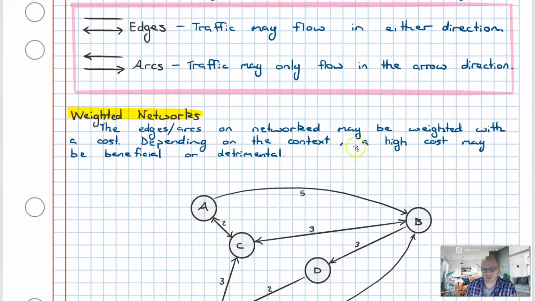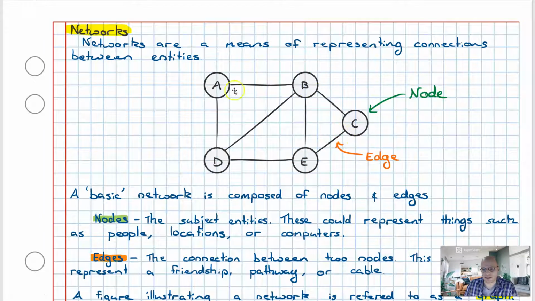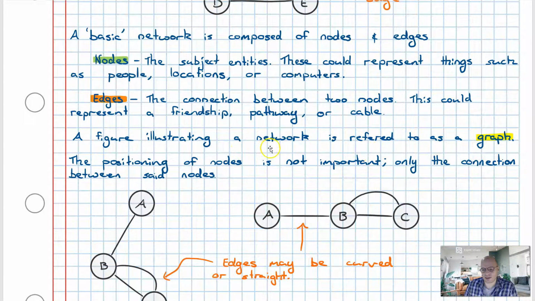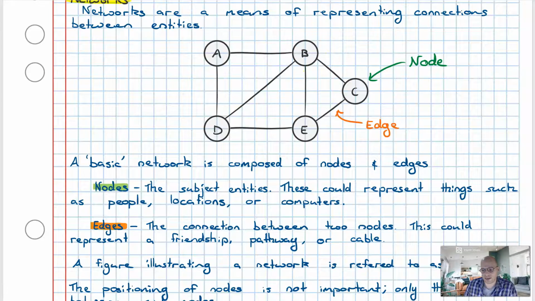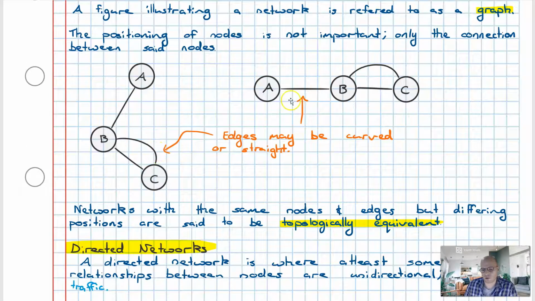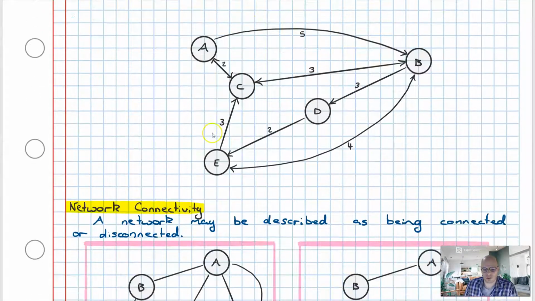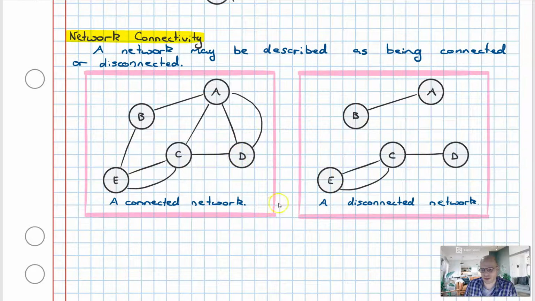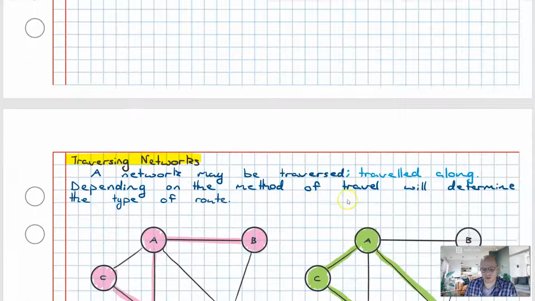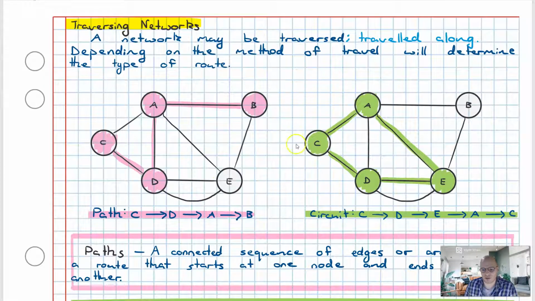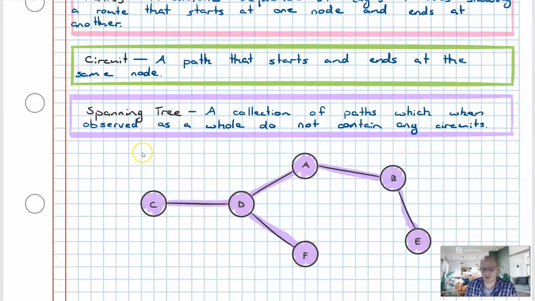So in summary, firstly, we had a look at the basic definition of a network and the basic entities that we use to build them. So we've got nodes and edges. We had a look at the idea that we call this particular figure over here a graph. The edges themselves may be curved or straight. Similarly, arcs themselves can be both curved and straight as well. We had a look at the difference between networks and directed networks, and the complications involved in having arcs thrown in the mix, so you can only travel in a single direction. We had a look at weighted networks. We had a look at connected networks and the definition of disconnected networks. And then finally, we had a look at ways in which we may traverse networks. So we had paths, circuits, and finally we had spanning trees.